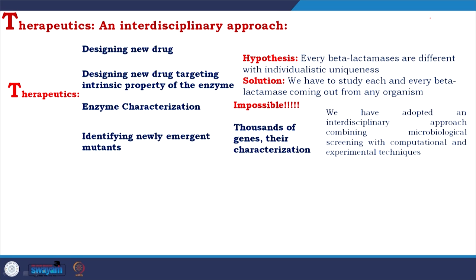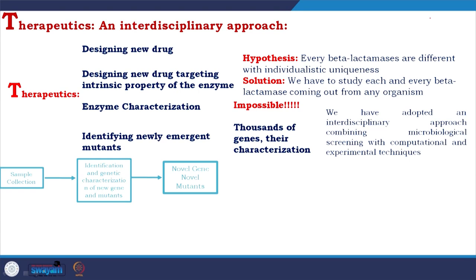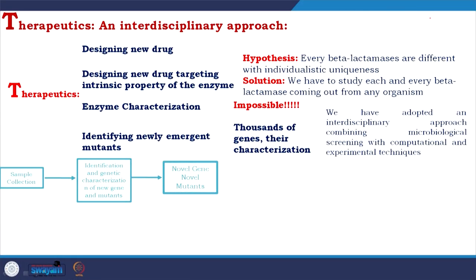So, you have to adopt an interdisciplinary approach combining microbiological screening with computational and experimental characterization and understanding techniques. You have to divide the areas to understand what type of genes are involved, what variation. You do sample collection from the hot spots where resistance happens, and get them by mapping. So, sample collection, identification and genetic characterization of new genes and mutants, and identification of novel genes, novel mutants. This is the microbiology work.